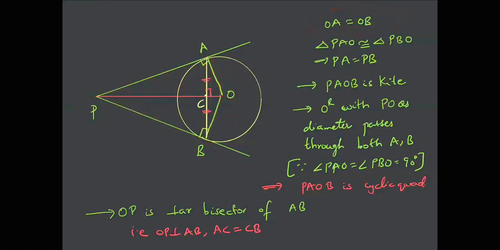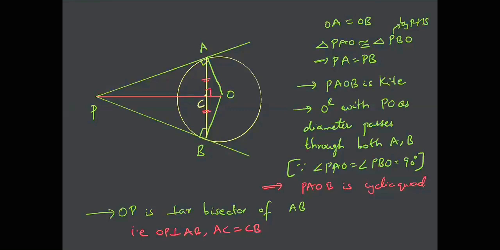Now I am joining this PO. So I have drawn two tangents from an external point, and I have joined the radii. Next I have joined PO. Now if you see these two triangles, triangle POA and triangle POB, these two triangles are congruent because of the right angle, the hypotenuse is a common side, and OA is equal to OB. So triangle PAO is congruent to triangle PBO by RHS.